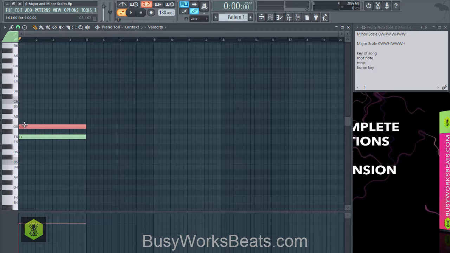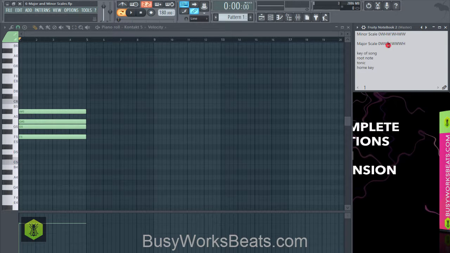Then we have H, which is a half step going up 1 key. And we have a W again, which is 2 keys, 1, 2. And then we have a second half. I like to break these scale codes into halves because you're going to start to see patterns between the major and minor scale codes. The minor scale code has WHW as the primary starter of the scale. You're going to see that, WHW. And as you notice, WHW again.